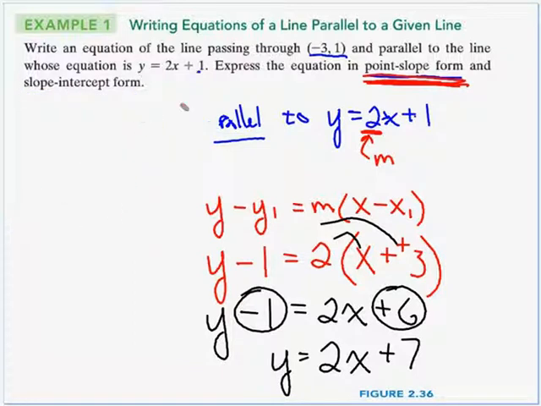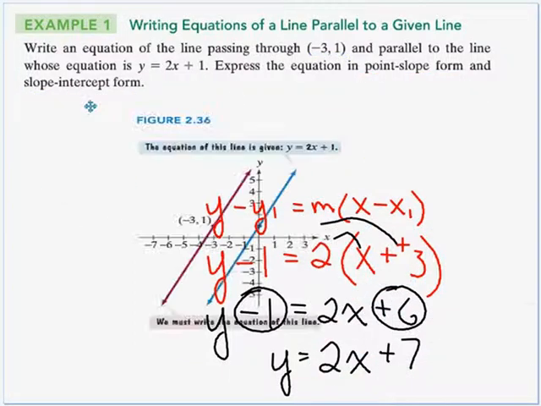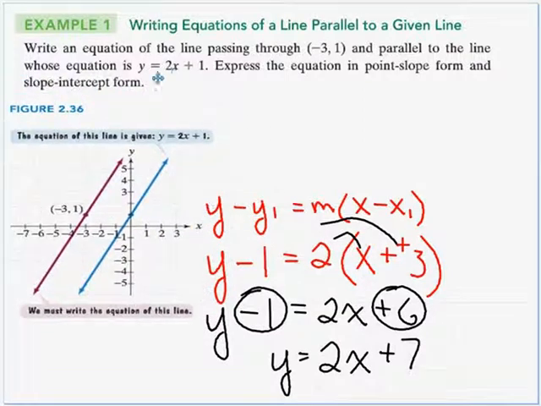All right, now let's see what's going on graphically. Our given line was 2x plus 1, so we could graph that. Y-intercept of 1, slope of 2. So the blue line is our given line. Out here is the point negative 3 comma 1. We want to go through that point and be parallel to the first line. So again, the slope is rise 2, run 1. And if we kept that line going a little bit, you would see our y-intercept of positive 7.